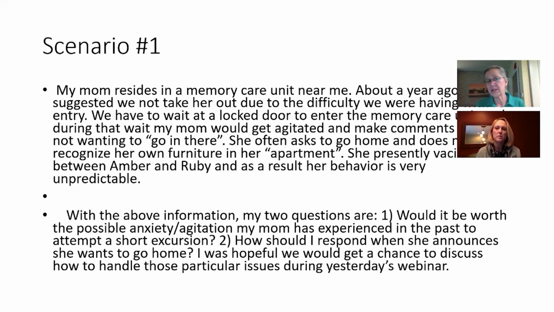The woman also indicated that her mom doesn't recognize the furniture in her apartment. And it seems to this person as though mom's between Amber and Ruby. And that may not be 100% accurate. I wouldn't expect quite so much language in the Ruby state, but I'm not there, so I don't know for sure. The question that she had was, would it be possible to try this? Should she try this again on a short excursion? And then a second question, how should she respond when her mom announces she wants to go home?